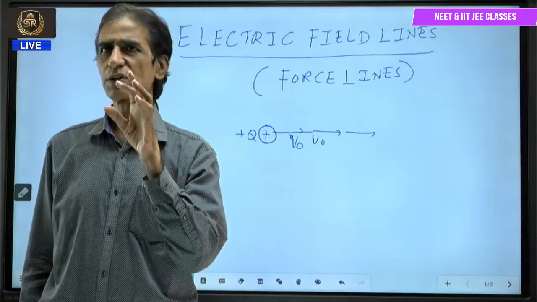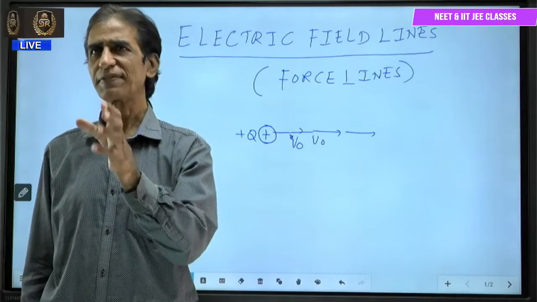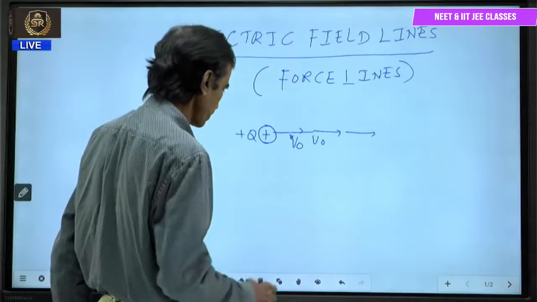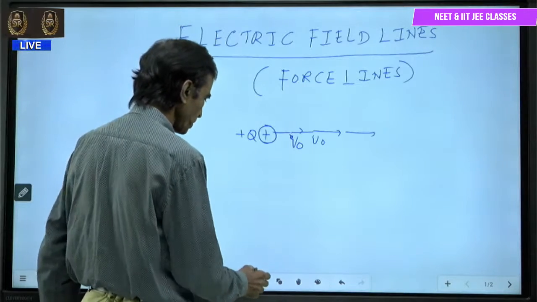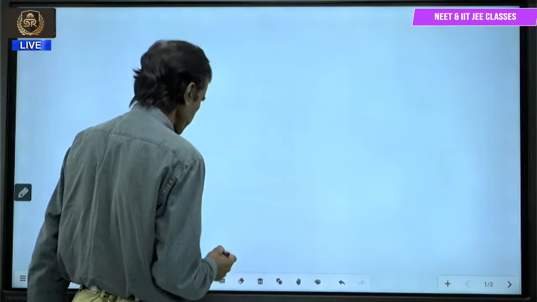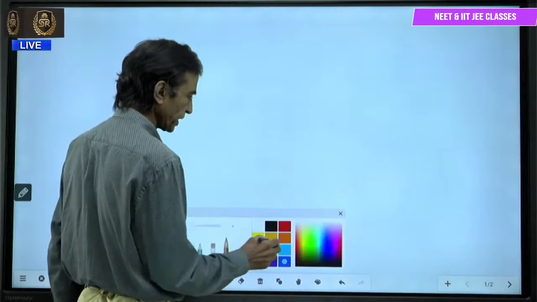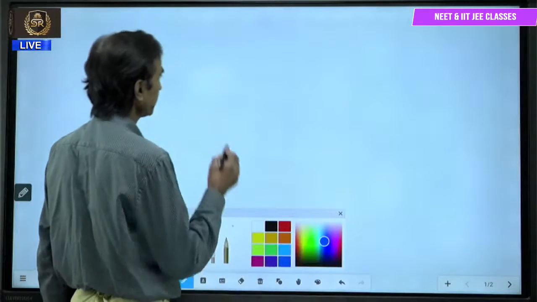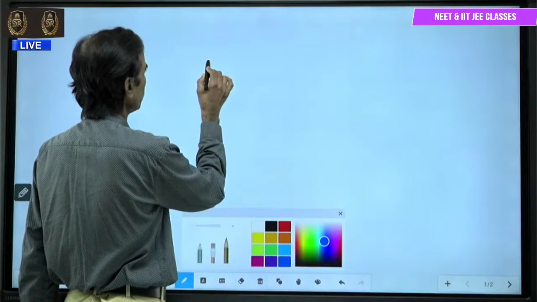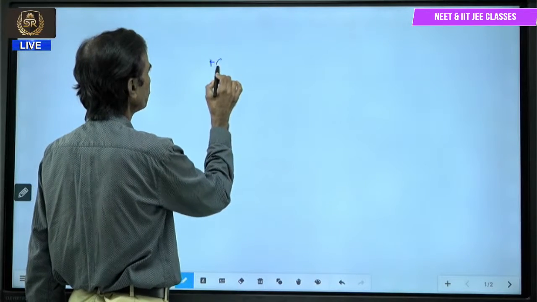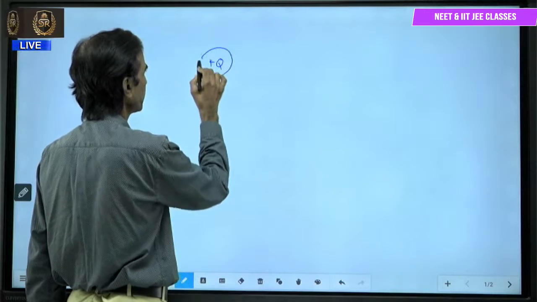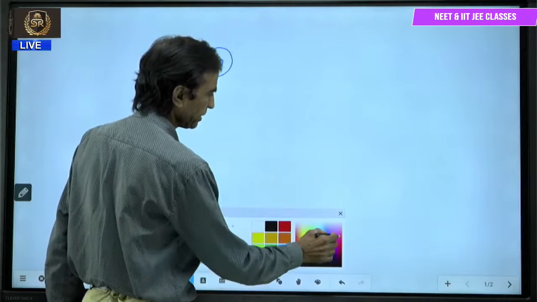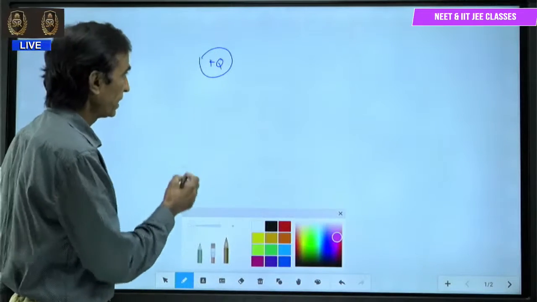So now we want to draw the field lines for different charges. First we are going to take one positive charge, plus Q. This is the positive charge we consider. Now, what will be the field lines for this?